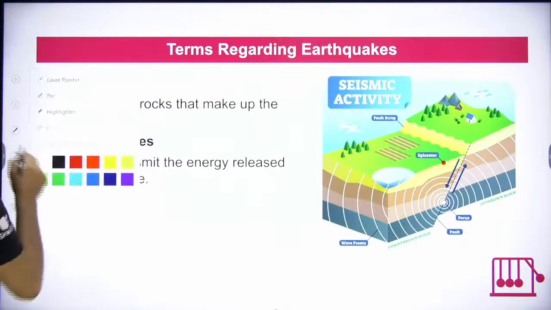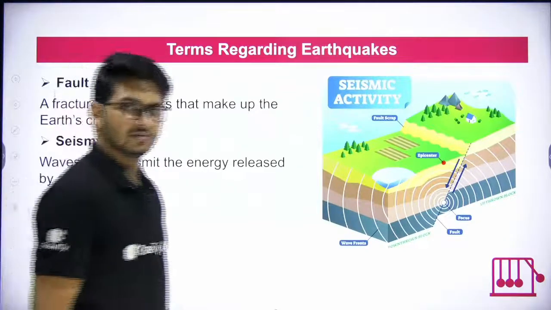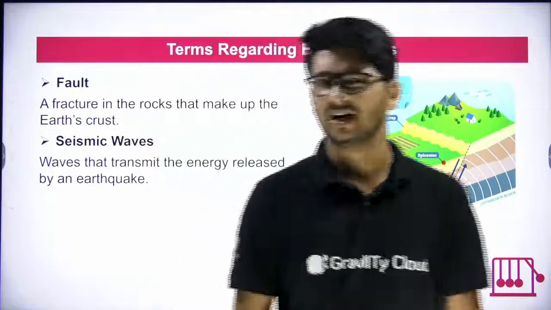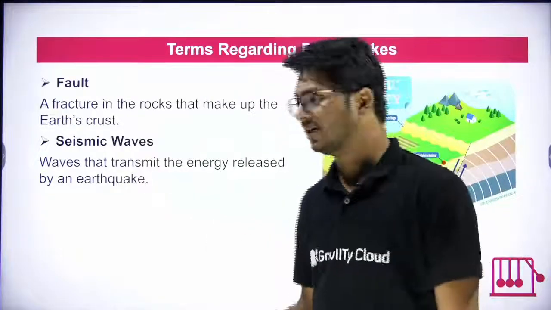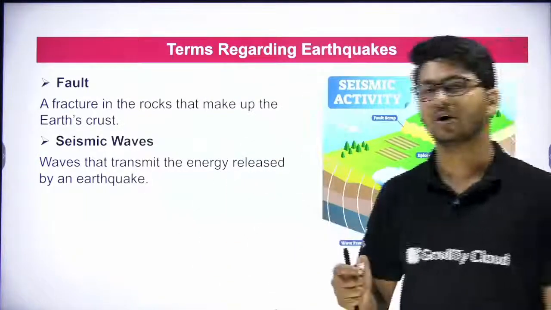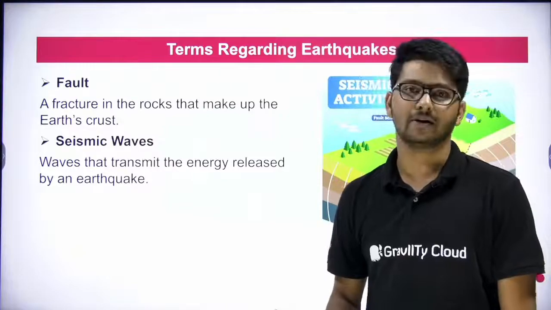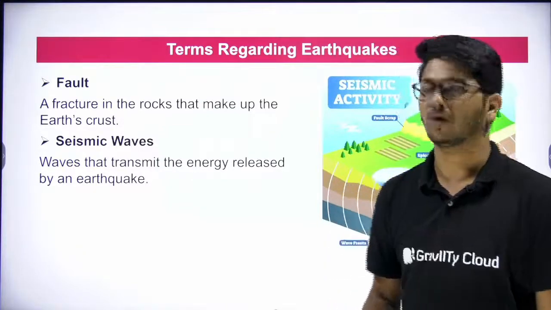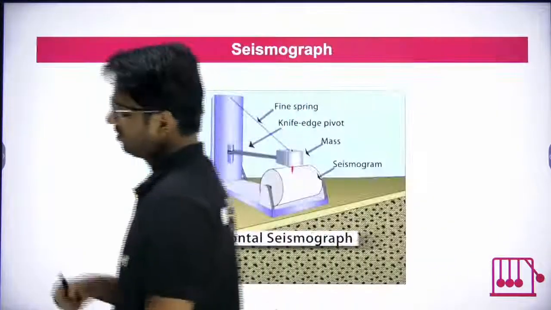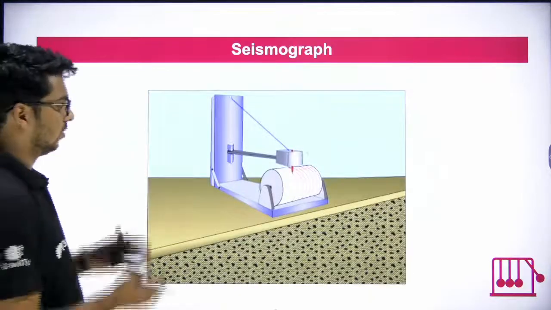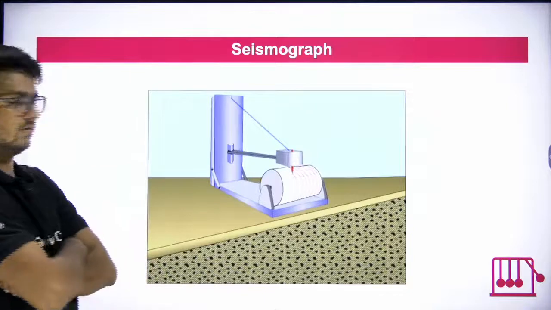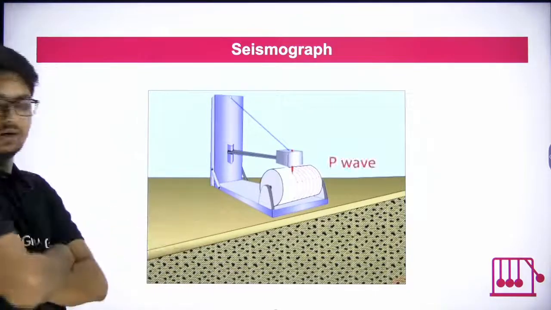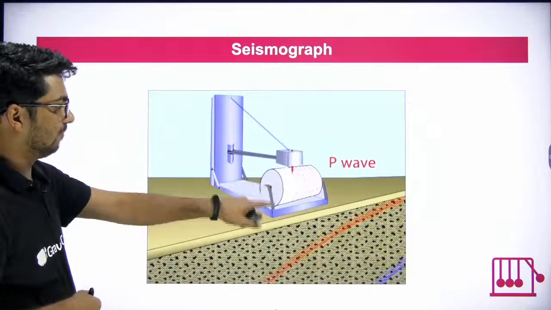So those were some very important terms: focus, epicenter, fault and seismic waves. Got it? Good. Now we'll go into something called a seismograph. Now what is a seismograph? Look at this. It shows you what a seismograph is. This itself is a seismograph. You can see a roll of paper.